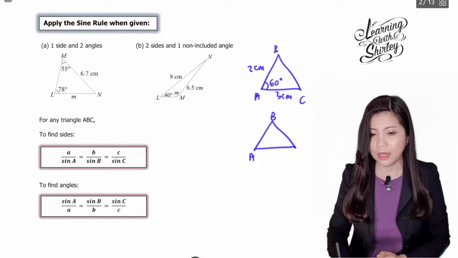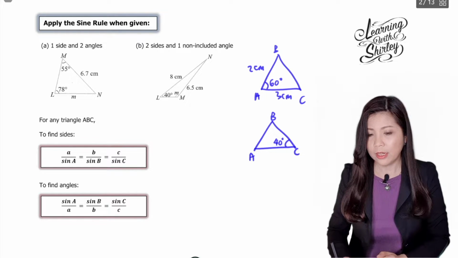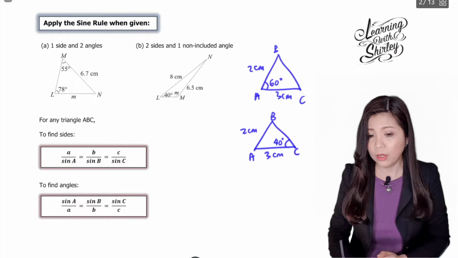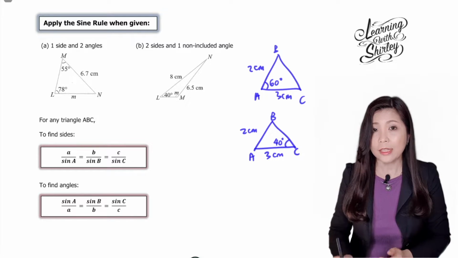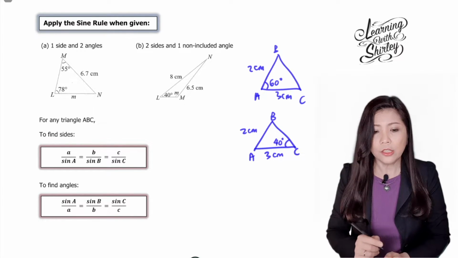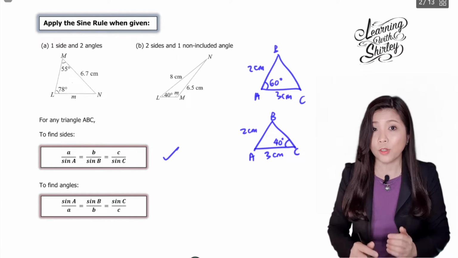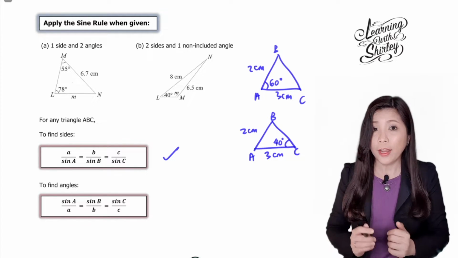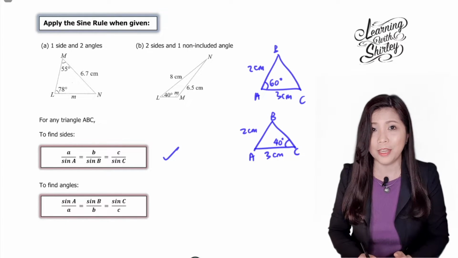Let's try another example, also triangle ABC. Let's say this angle is 40 degrees. This side is 2 cm, this side is known, but BC is unknown, so the angle of 40 degrees is a non-included angle. For any triangle ABC, to find the sides, we use this formula: a over sine A equals b over sine B equals c over sine C. To find angles, we put sine on top: sine A over a equals sine B over b equals sine C over c.